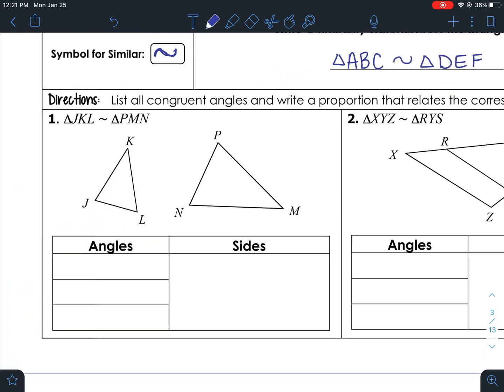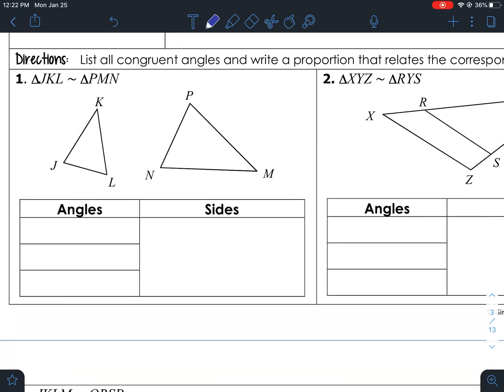Now, let's talk congruent angles and proportionality here. So we're going to use our congruency statement that we have listed, and we are going to write them down. So I'm going to start with my JKL. So I'm going to write down all of my angles here. So angle J, angle K, and angle L.